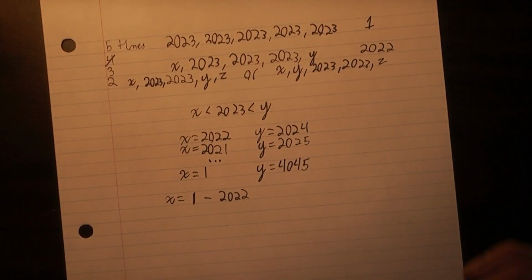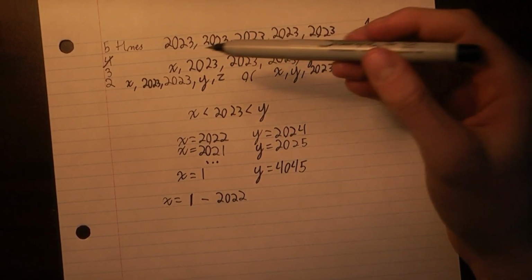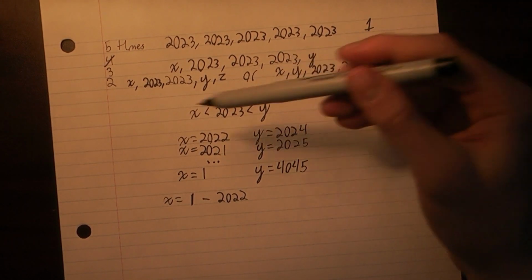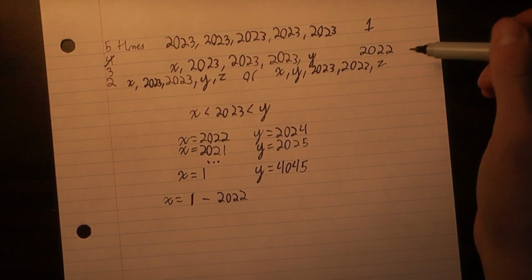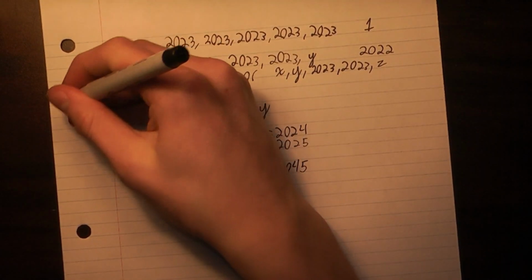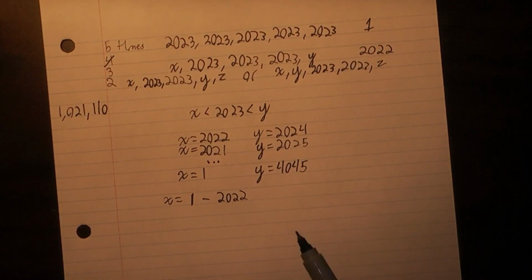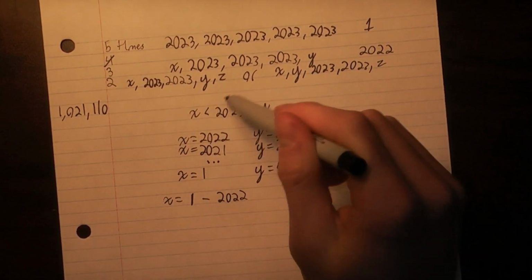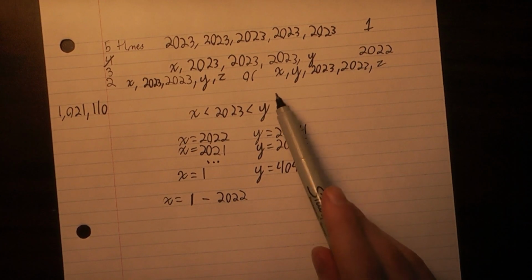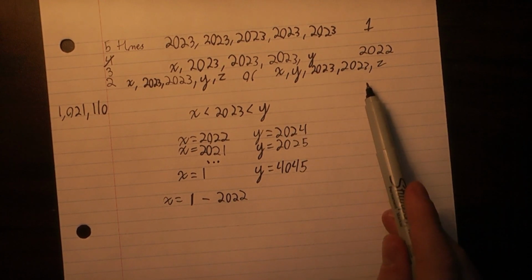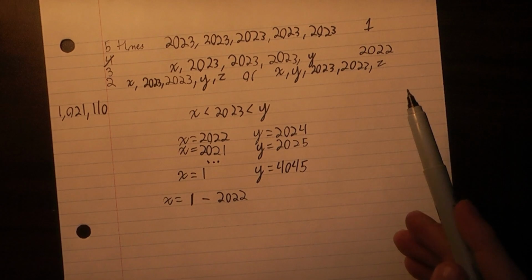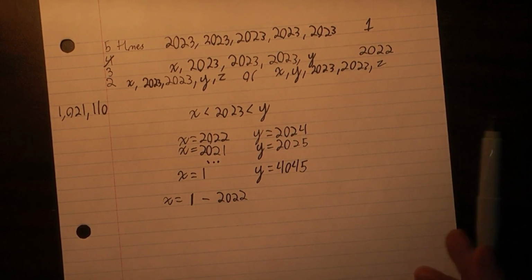So going back to our original list, we know that when it has 5 times, it has 1 possibility, 3 times has 2022 possibilities, and 2 times has 1,021,110 possibilities. But that's only half of the problem. There's still x, y, 2023, 2023, z, which you might think is the same, but I'm going to show you right now why it's not. So what we were doing was finding x all the way down until it was 1.